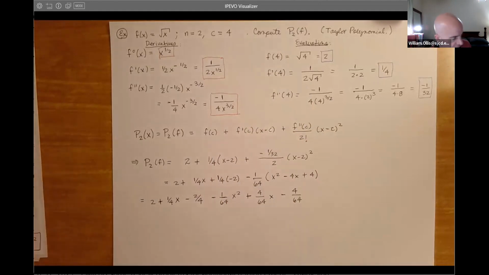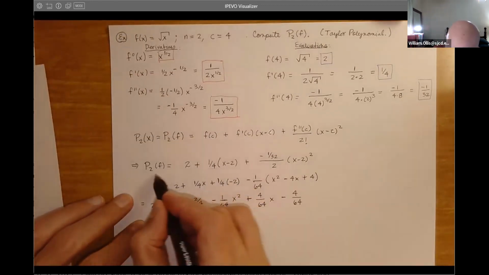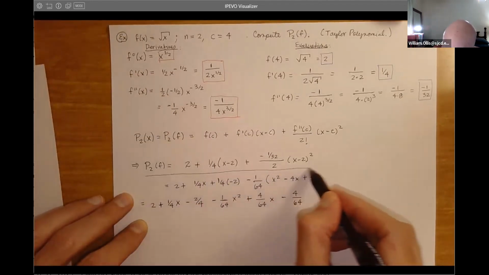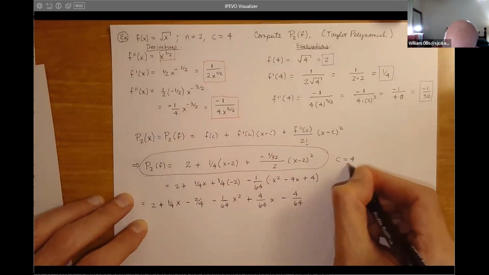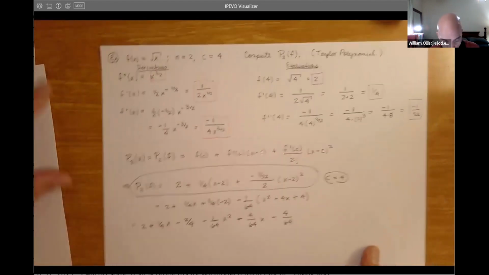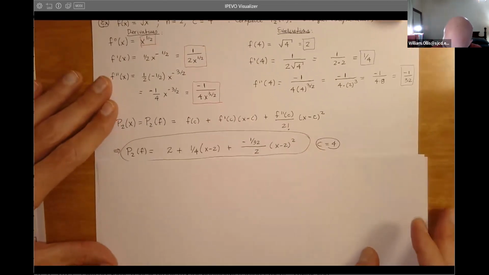So let me fix that. I apologize. Go ahead and take this and let's just switch everything out here. The order is 2, but the C is 4. So don't worry about that. We'll just go ahead and fix it. So let's go ahead and fix this.